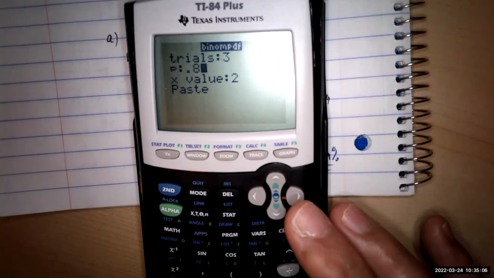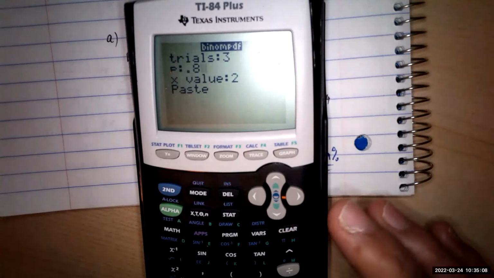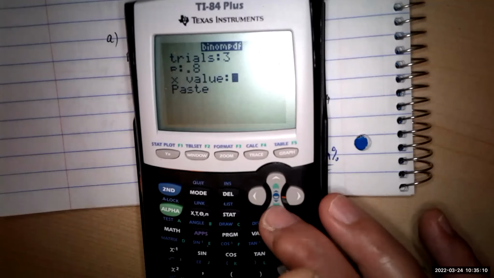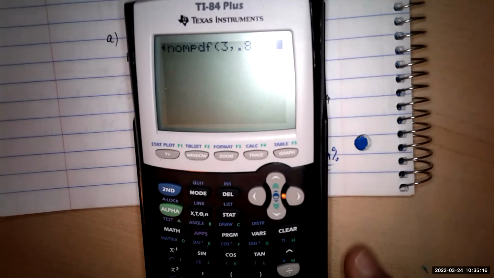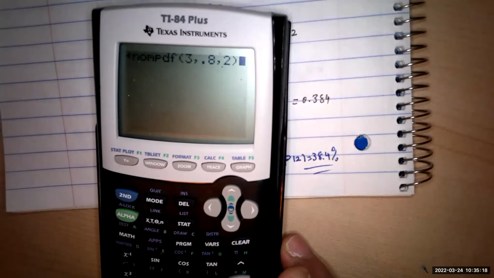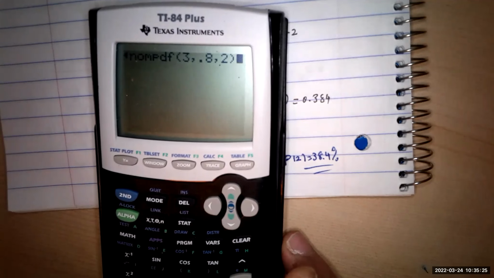Okay, the number of the values X. X is 2, so it's the same number. So I have the 2 here. It's a paste, that would paste your result. That will tell you this is what you are looking for. Okay, so the sample size of 3, the P 80%, and the X of 2. Then you click to get your result. You see that gives the result, 0.384.